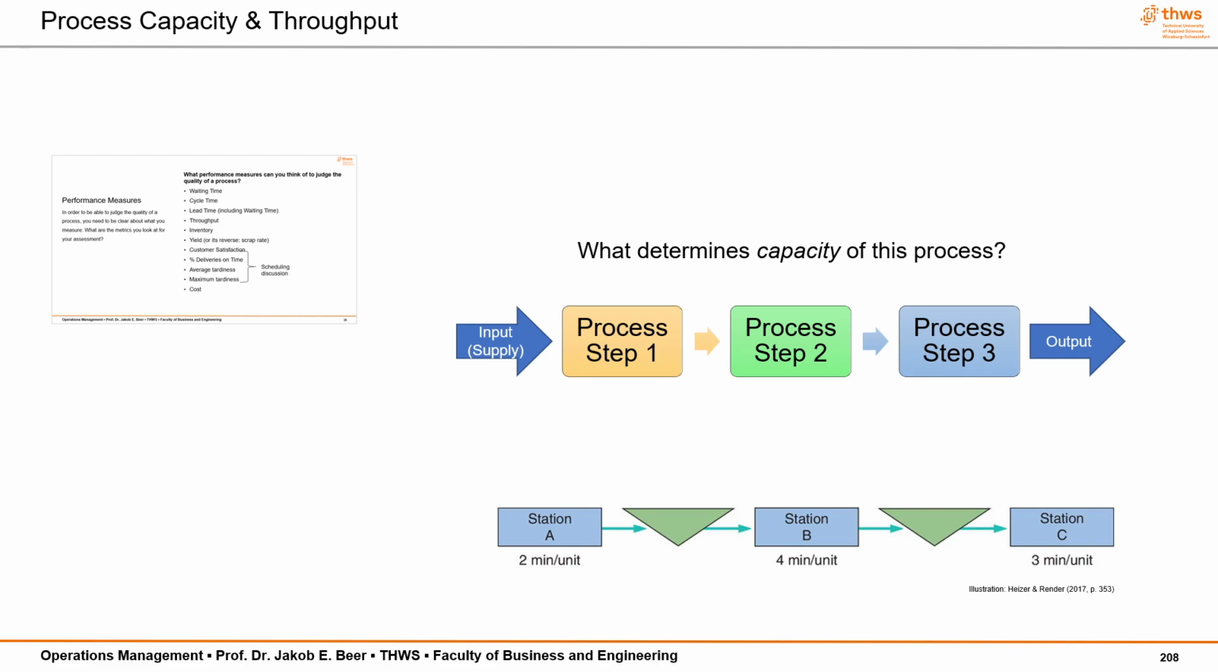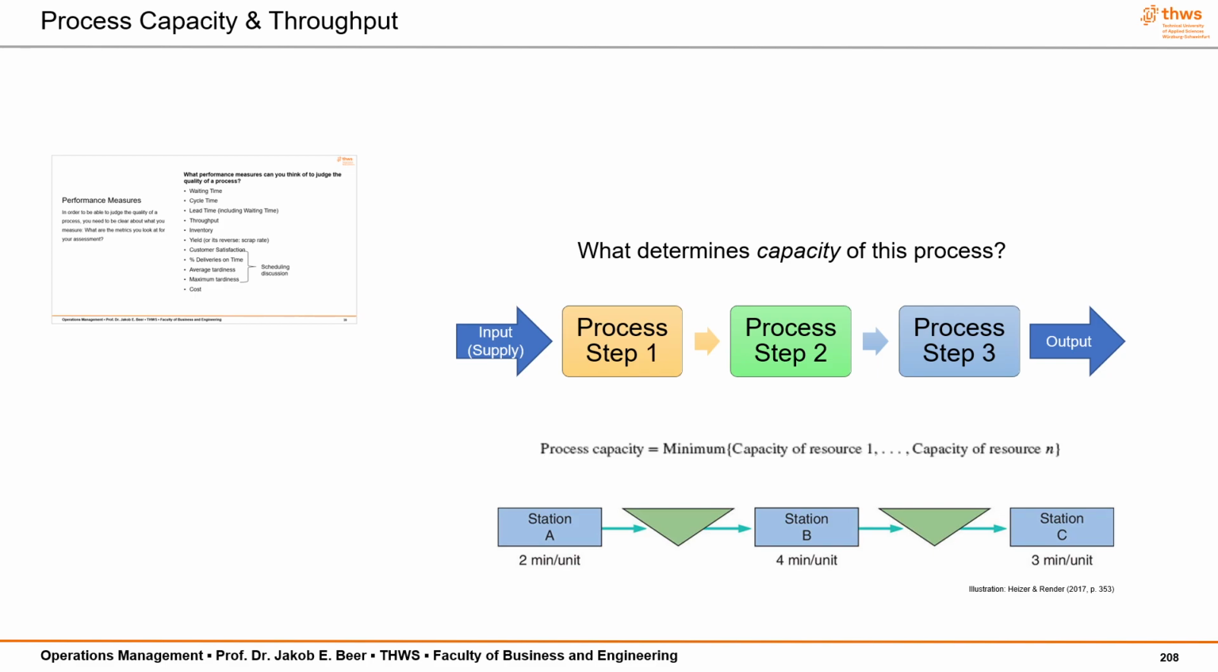Now, we have the process time for each station. But what is the process time for the entire process? What is the capacity of the entire process? What is the throughput of this process? Let's think about this.